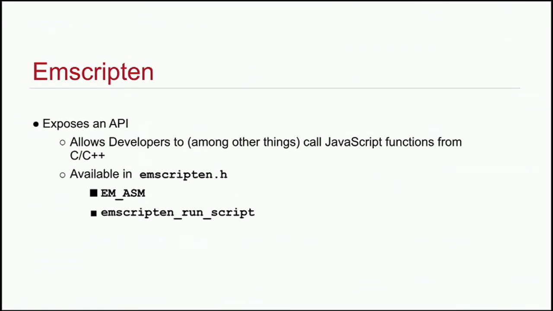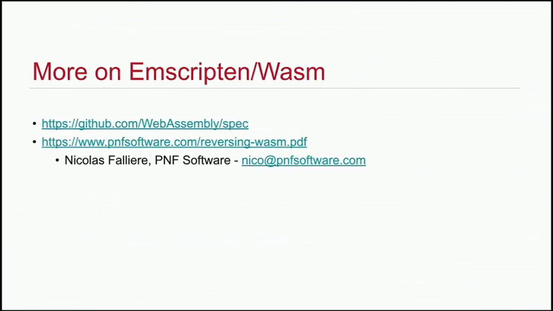There's a whole bunch of other things that Emscripten adds as well, but the only things that we're going to talk about here are these two things called EM_ASM and emscripten_run_script. Those are two different ways, slightly different, but the idea is that you can use those to run arbitrary JavaScript from inside WASM. That's going to be really important later for some of the tricks we're going to do.